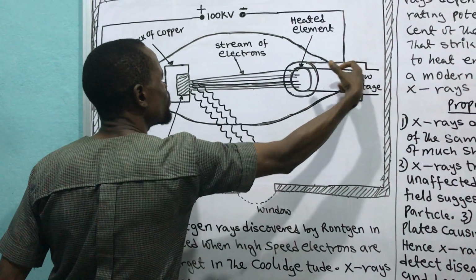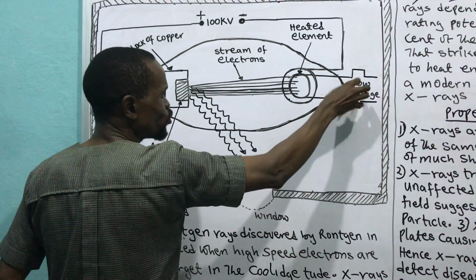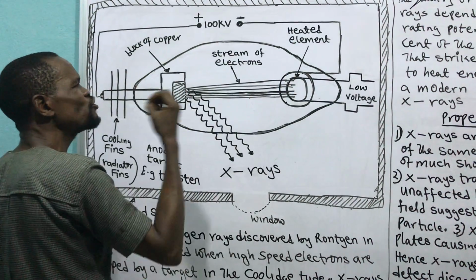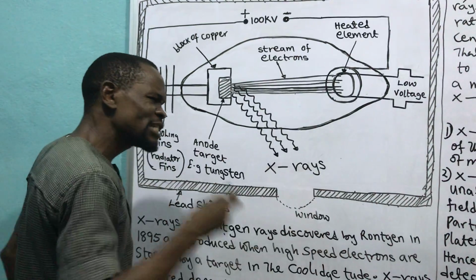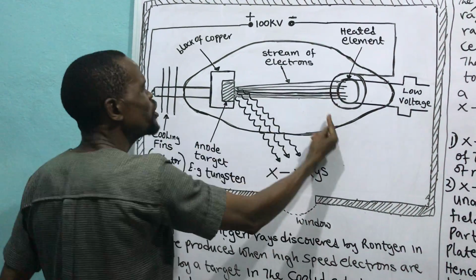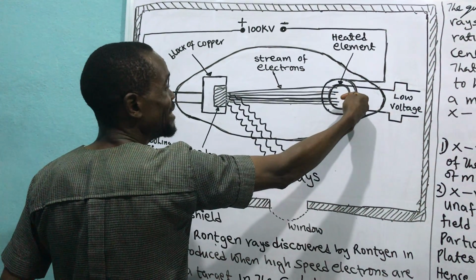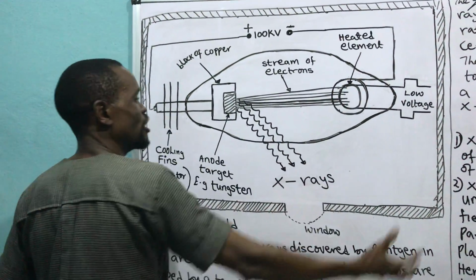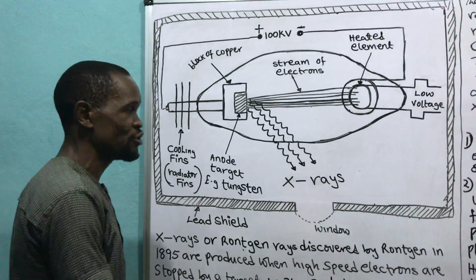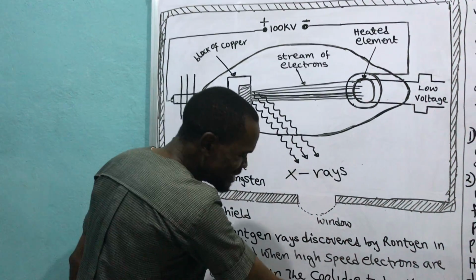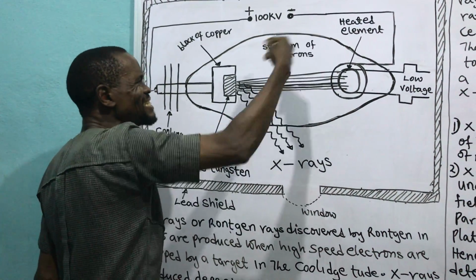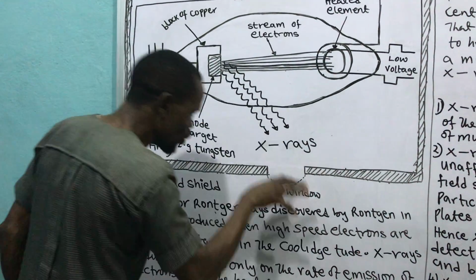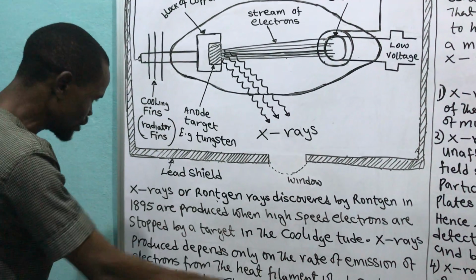The current will be supplied to this filament. We have what we call high current and low current. If I want to generate a stream of higher-speed electrons, I have to increase the current supplied to this filament, this heated element, to release the stream of electrons. So the current is used to control the rate of the stream of electrons hitting the target, which in turn produces X-ray. That's what we are saying here.